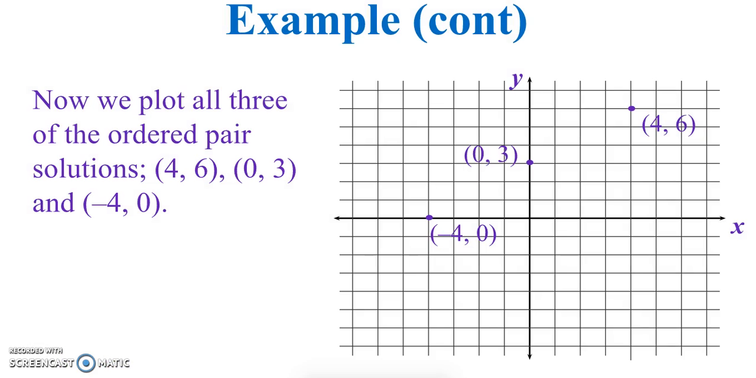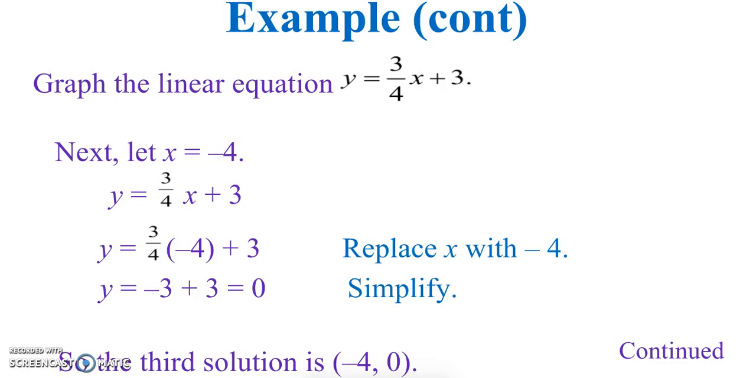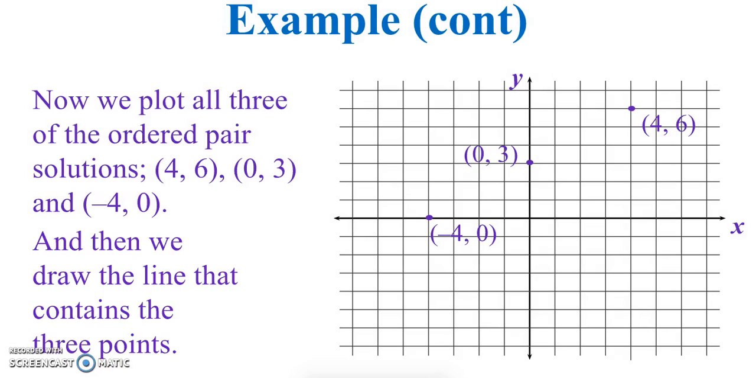So I'm going to take those points and I'm going to plot them. So I have (-4, 0), (0, 3), and (4, 6), and I'm going to draw my line, and then I connect the dots. Make sure you put the arrows, because anything infinite on that line can be a point that you chose.